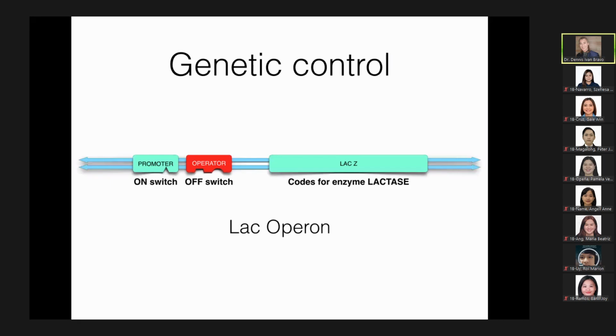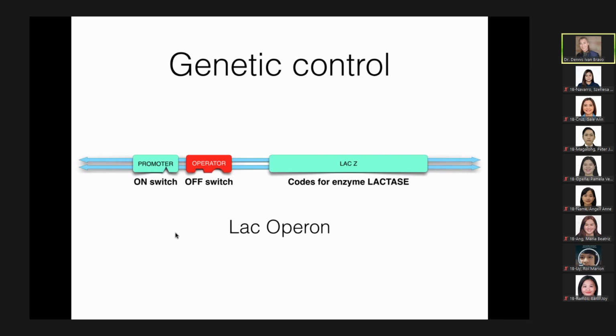Another means of regulating transcription is illustrated by the lac operon. This is not new to you because it has been introduced in your first lecture last sem. So the lac operon is a series of genes. One of them codes for the enzyme lactase, and it is under the control of other sequences such as the operator, which can be likened to the off switch, and the promoter region, which of course is the on switch.